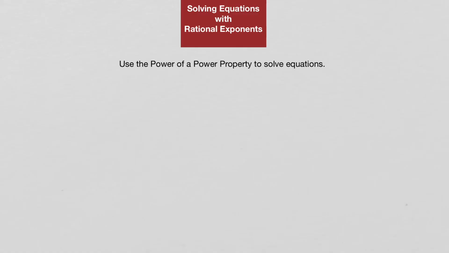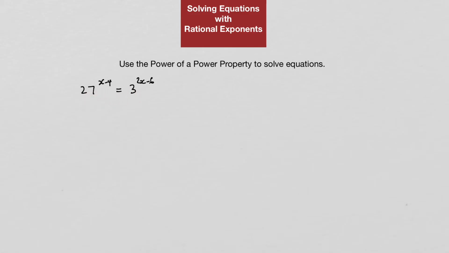Here we're going to use the power of a power property to solve an equation, and we're going to use the following example. So we have 27 to the x minus 4 power is equal to 3 to the 2x minus 6 power. So we're going to solve for x, and the first thing we need to do is figure out a way to have common bases.